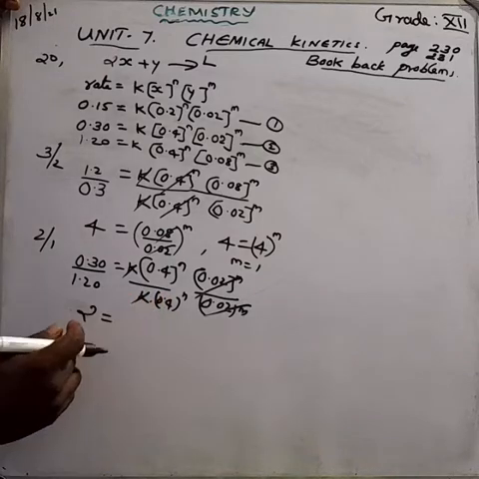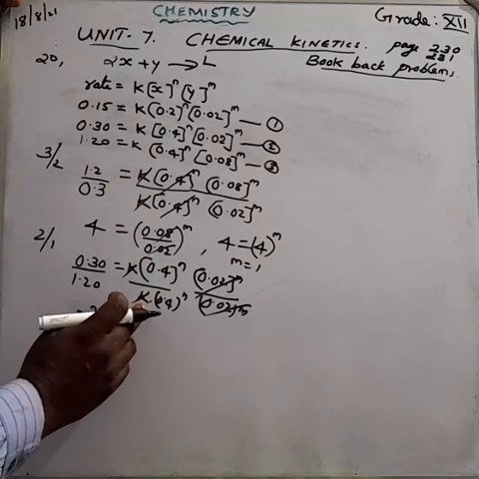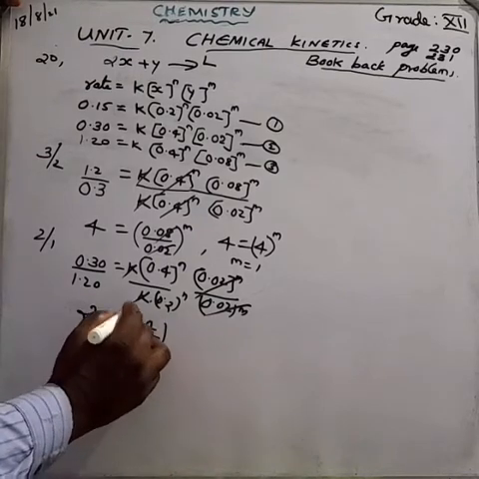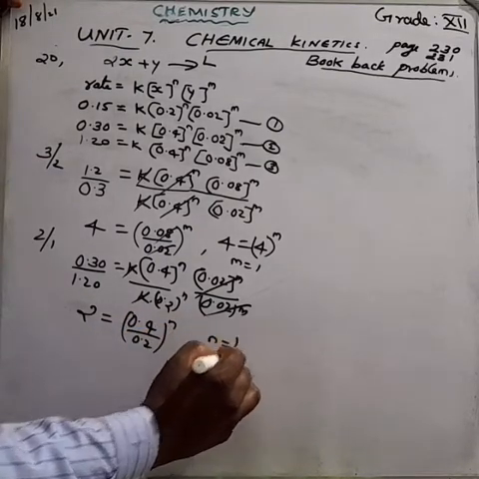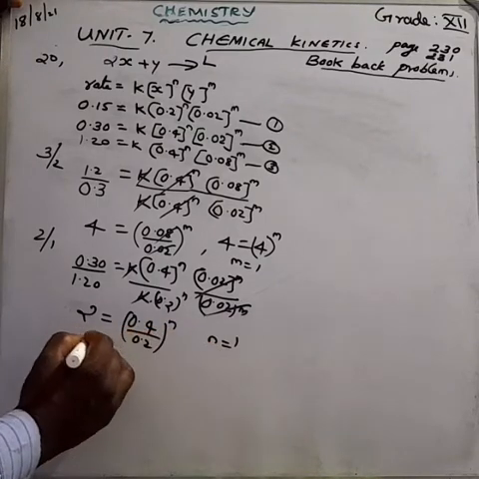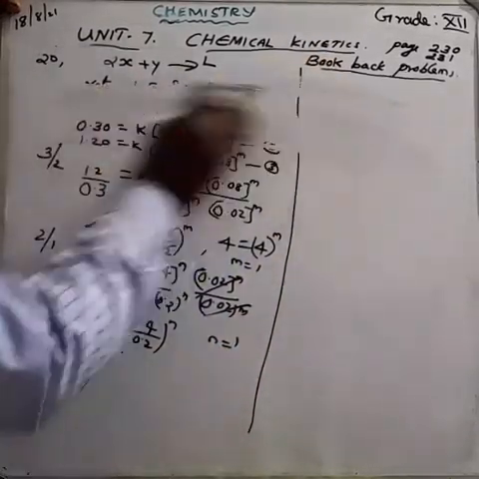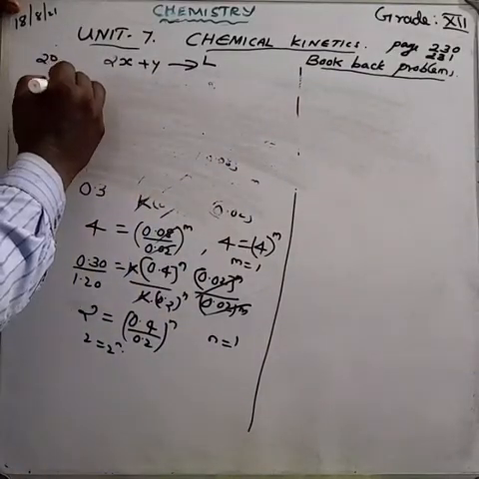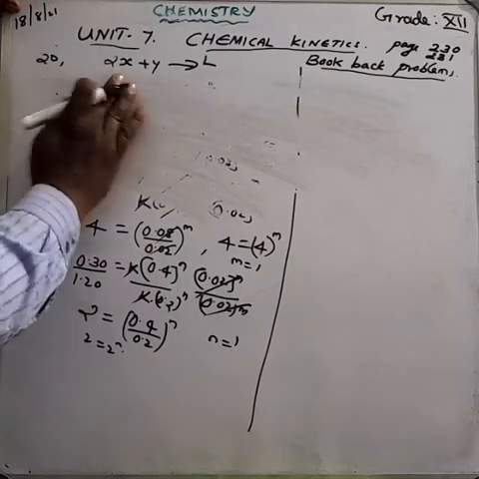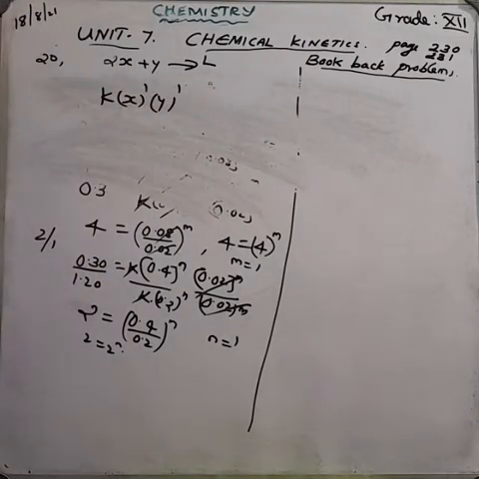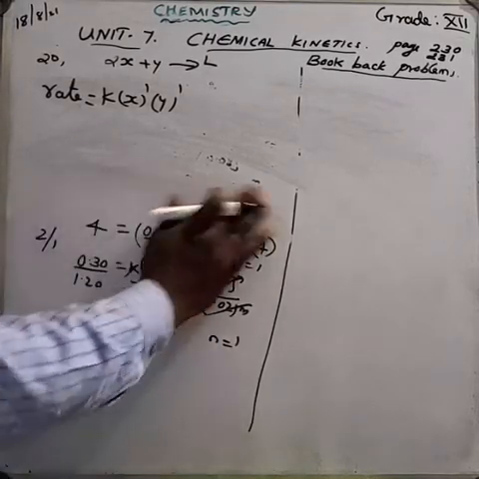So 2 is equal to, K also cancels here. Remaining we are having 0.4 divided by 0.2, the whole power N. So 2 is equal to 2 power N. So N is equal to 1. Next, the last step: rate is equal to K into the concentration of X and the concentration of Y. We have to write the power 1, X power 1 and Y power 1. So I am going to write that from the tabular column. The first one: all of you know that rate is equal to K into X power 1 and Y power 1.